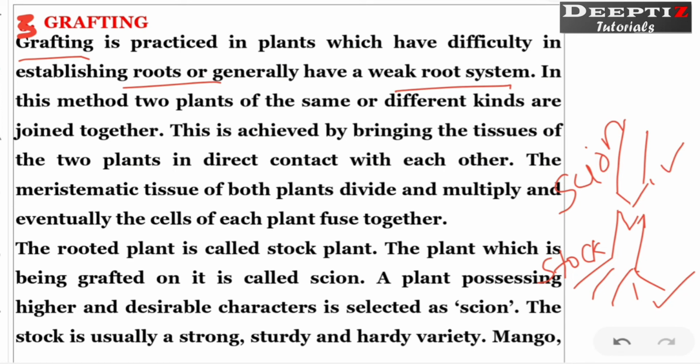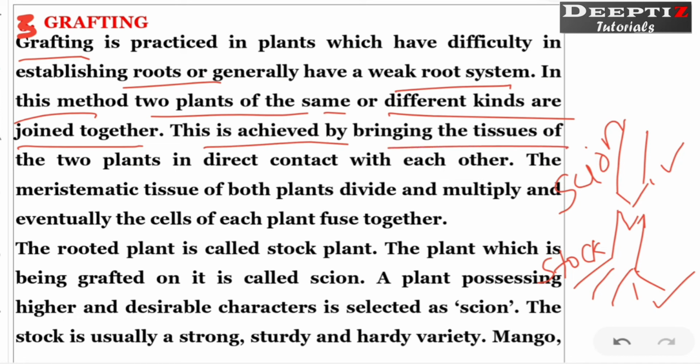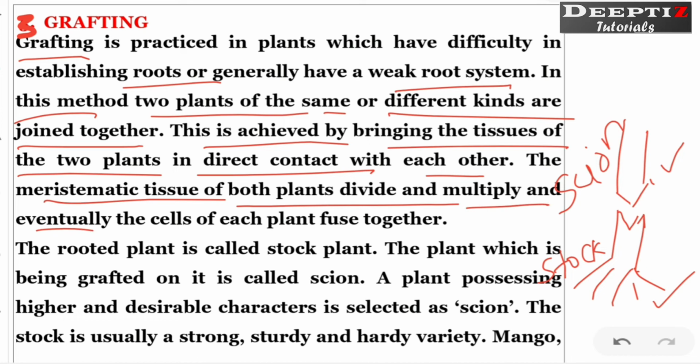Let's see what is given in this definition. In this method, two plants of the same or different kinds are joined together. This is achieved by bringing the tissues of the two plants in direct contact with each other. The meristematic tissue of both the plants divides and multiplies, and eventually the cells of each plant fuse together. What is meristematic tissue? The part of the plant which keeps dividing and is responsible for growth in height and also in width.